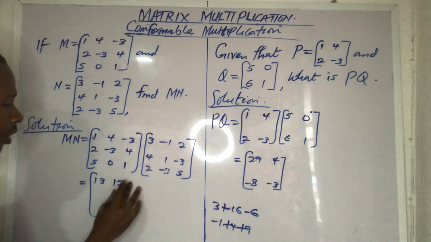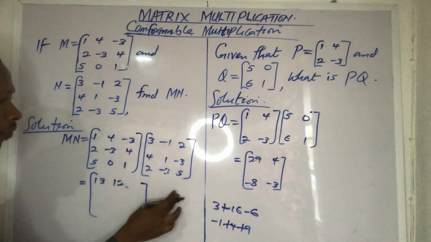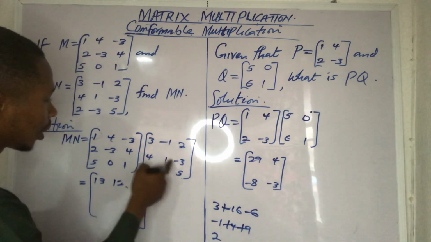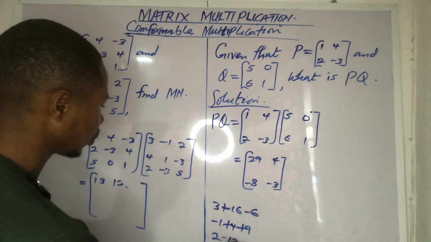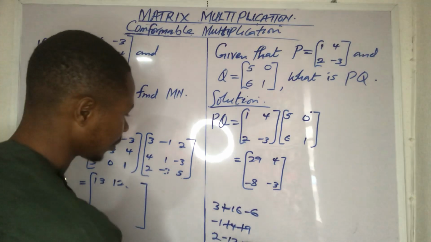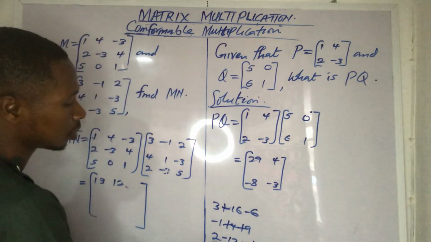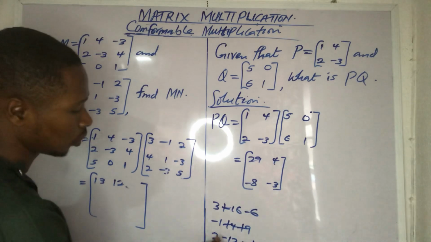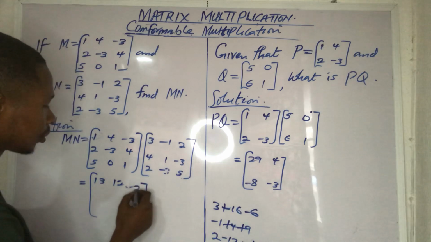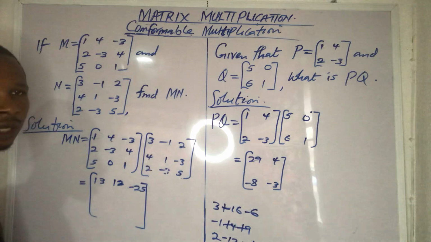Then to get what will be in this third place now, this first row will still multiply this. So that will be 1 times 2, that's 2. 4 times minus 3, that's minus 12. Then minus 3 times 5, that's minus 15. So you have 2 minus 12, that's minus 10. Then minus 15, that's minus 25. So I've gotten everything that will be in the first row.